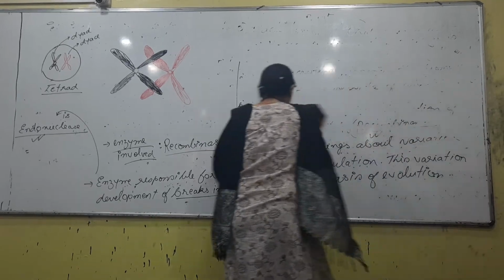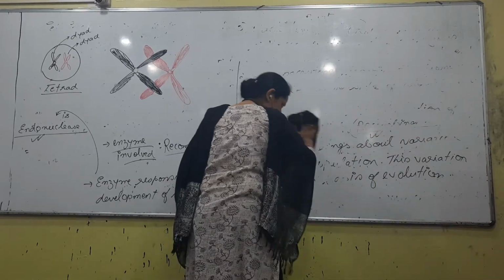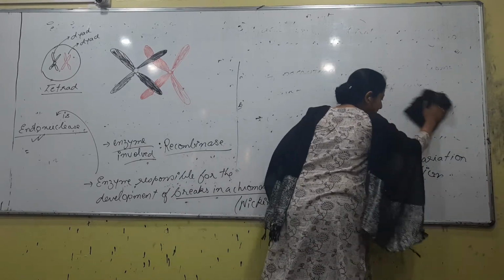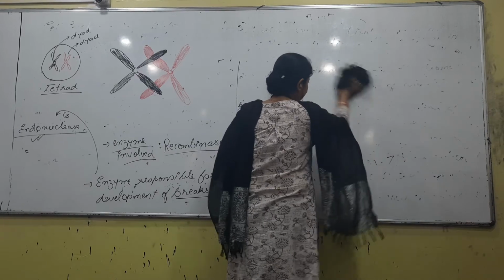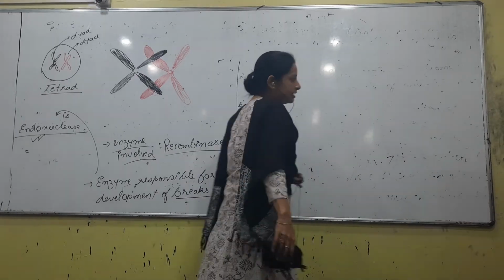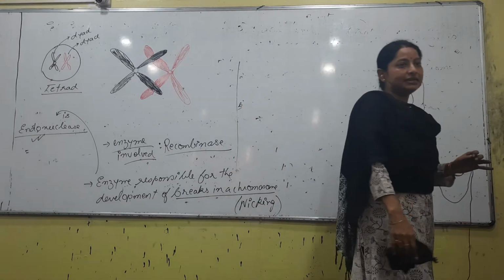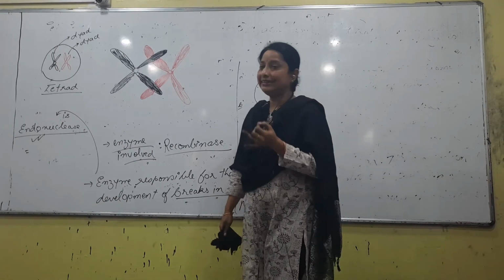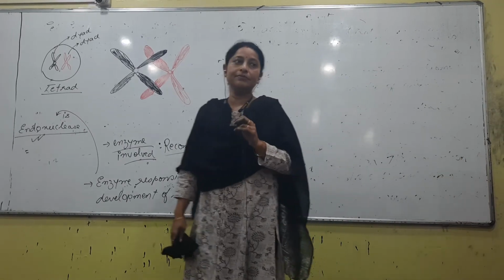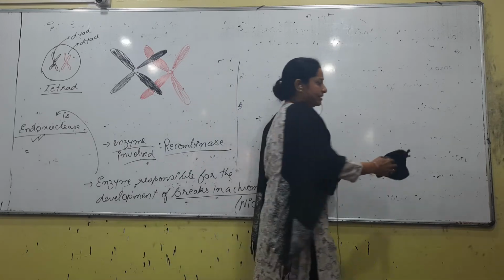Okay, starting from the beginning, leptotene: thin threads. Second point is beaded structure. Third point, bouquet. Zygotene: synapsis, synaptonemal complex, bivalent. Pachytene: dyad, tetrad, crossing over. Clear? And recombinant, obviously.